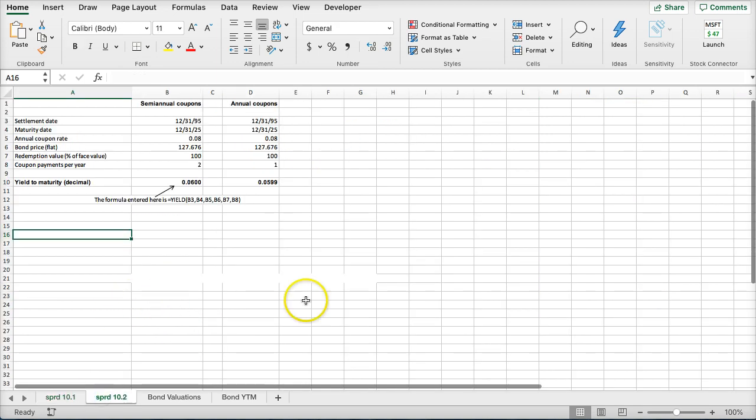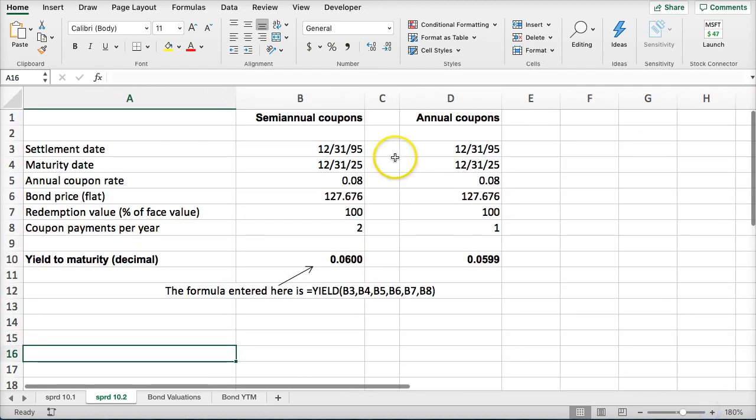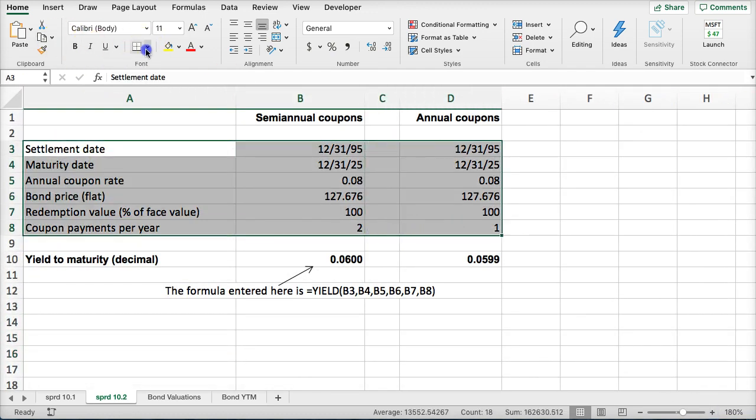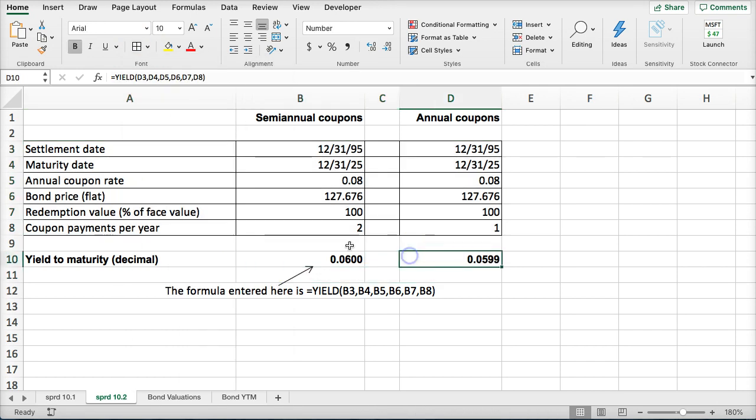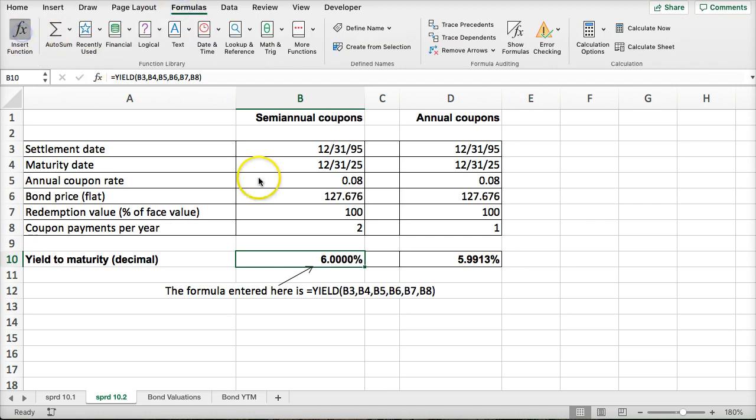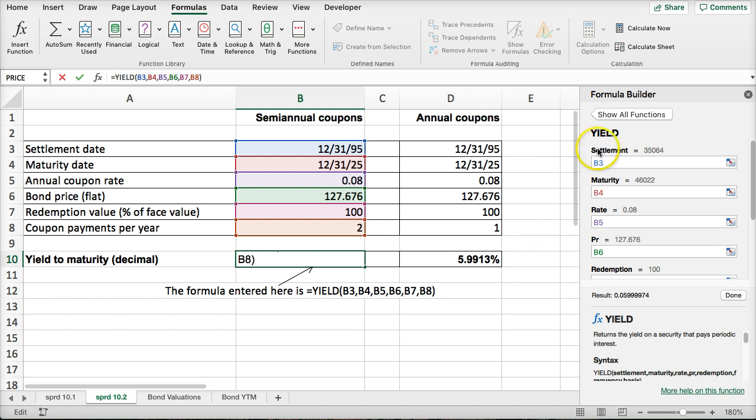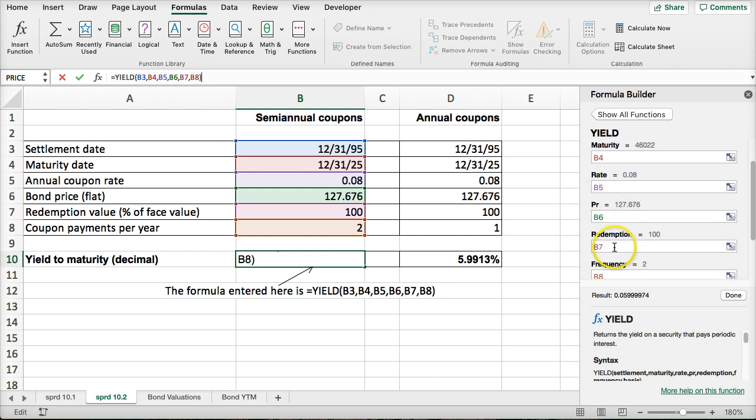Okay, if we look at, this is the second spreadsheet as listed in the textbook. Let's clean this up a bit. Okay. So again here, we're using yield to calculate the yield to maturity in this example. So if we go to formulas, insert function, we'll see that the yield formula comes up. And in here, settlement, maturity, rate, this would be the bond price, PR for price, redemption, and then coupon payment frequency. No basis needed.